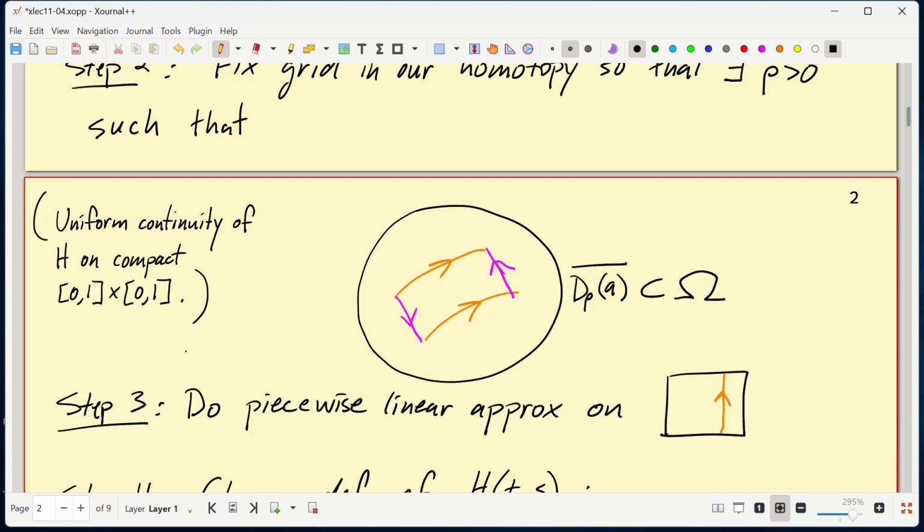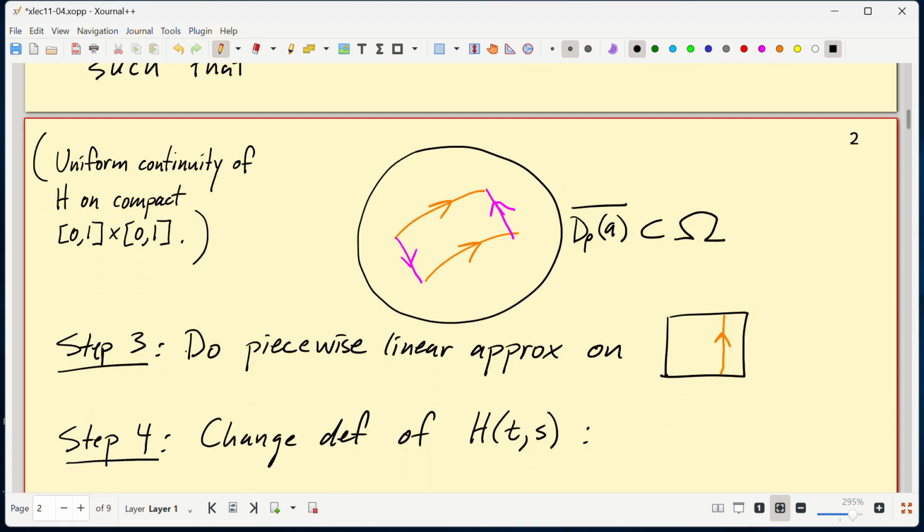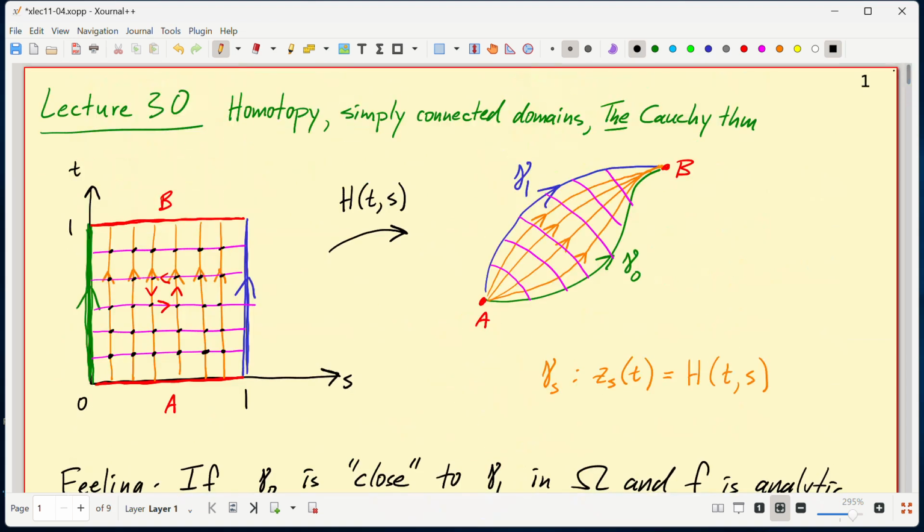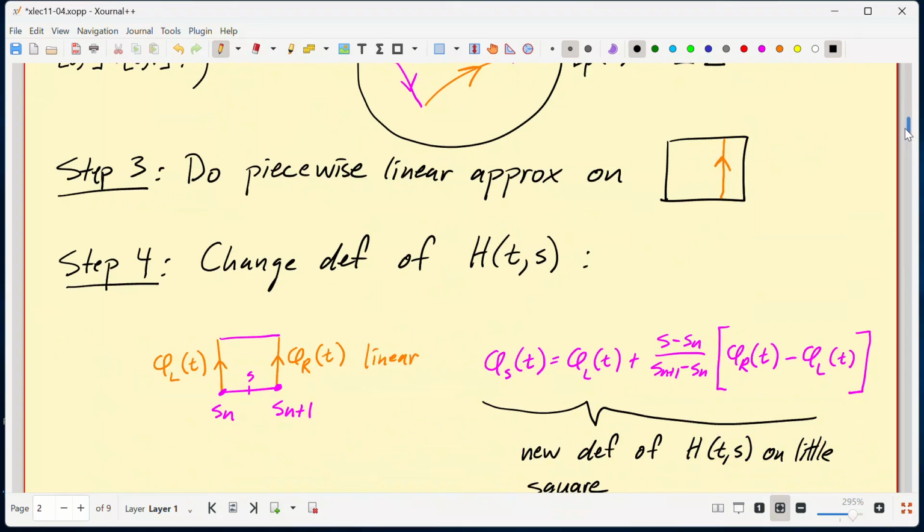And step 3 now, once I know I have that grid that's small enough, I'm going to do the piecewise linear approximation on the orange curves, only the orange curves. So let's see, that would be the t variable, and I'm going to replace the function on those orange curves by the piecewise linear one, basically. Okay? So I'm not doing it in between the orange curves, I'm just doing it on the orange curves. Okay, so that's the next step.